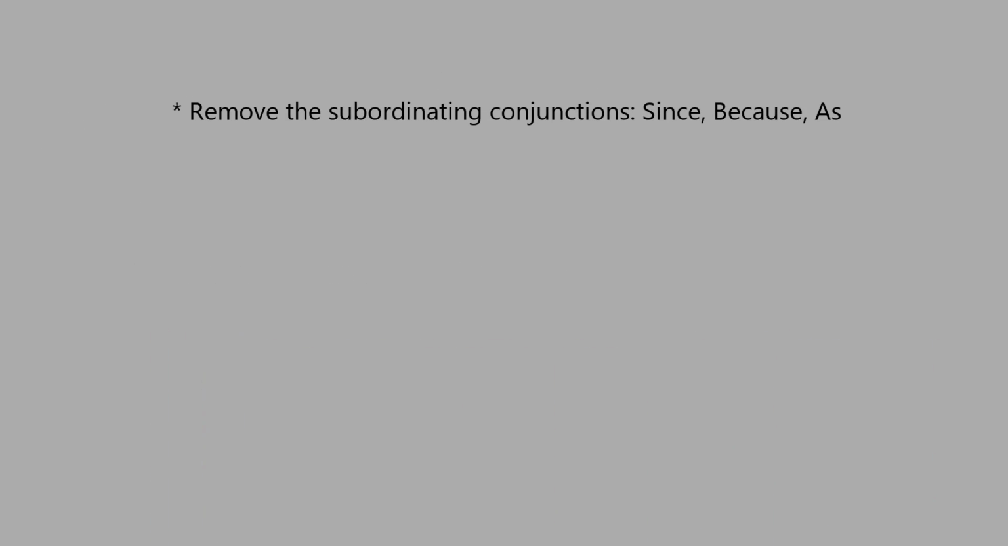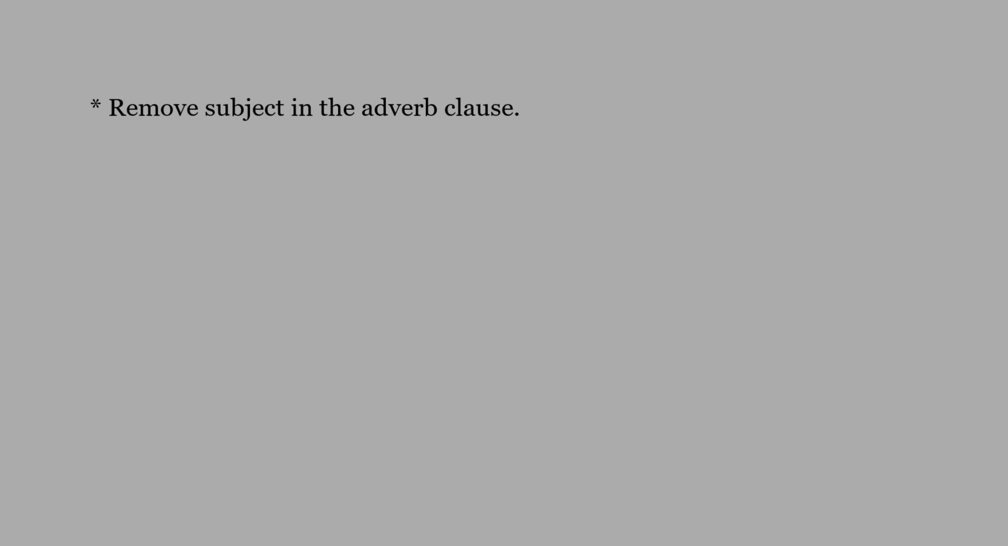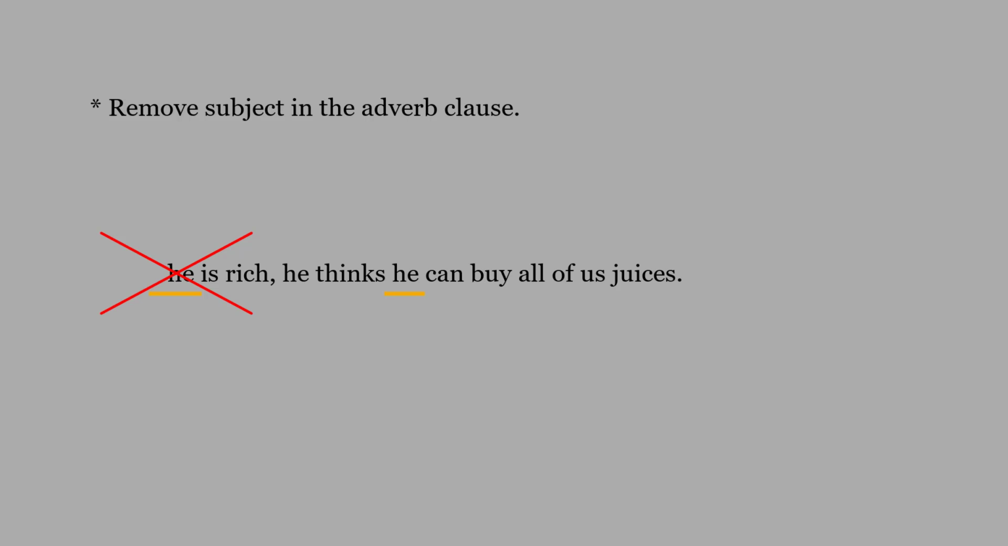How to reduce an adverb clause of reason. First, remove the subordinating conjunction such as since, because, as. Look at this example. Because he is rich, he thinks he can buy all of us juices. What is the subordinating conjunction here? It is because. First step, I remove because. In this example, because the subject of the adverb clause and the main clause are the same, I can remove the subject in the adverb clause.